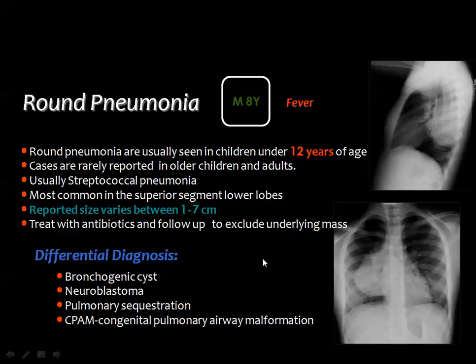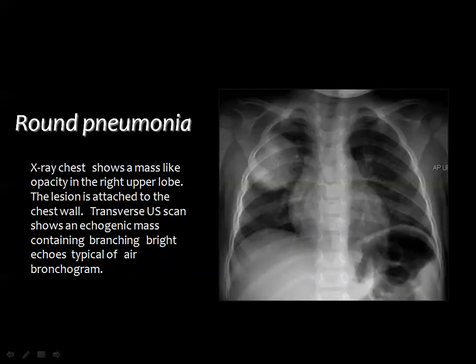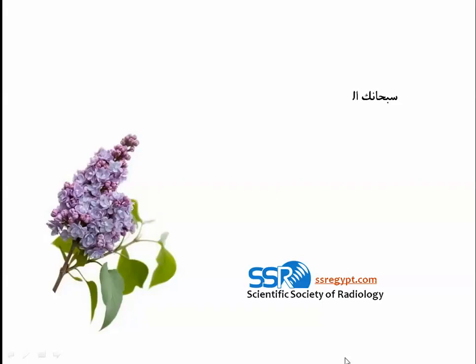And the follow-up chest X-rays will show clearance of the mass after antibiotic therapy. Then this is a good example of a round pneumonia in the form of a mass in the apex of the right lung, and this is also a good example of a round pneumonia in the apex of the right lung. Thank you very much.